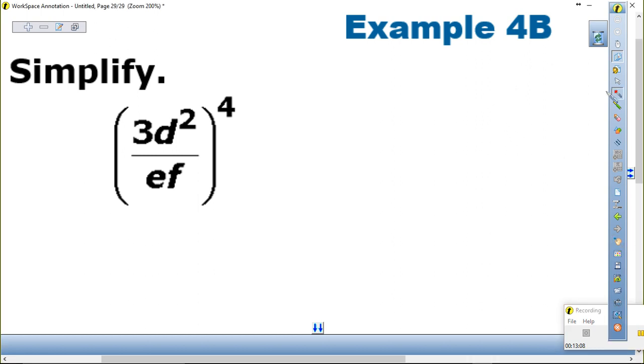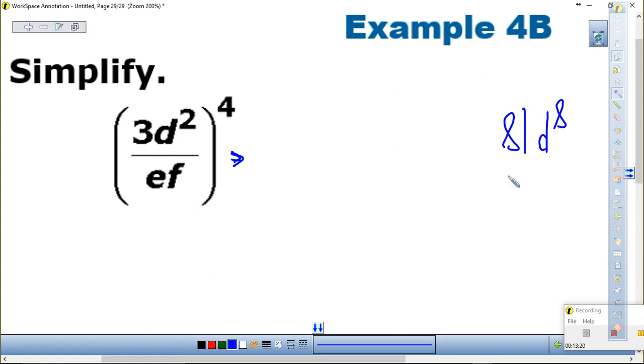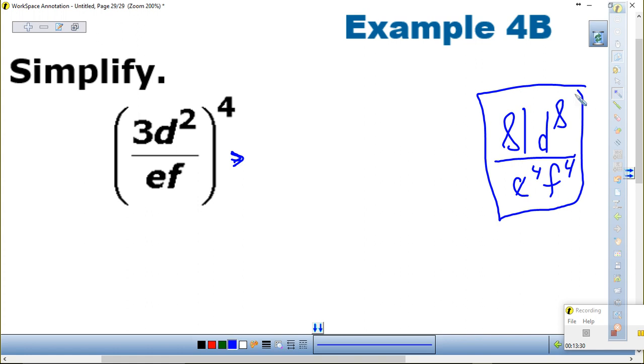Okay, let's see. What'd you get for this one, Christopher? For the numerators, I got 81 and D8. And denominators, I got E4 and F4. E to the 4th, F to the 4th. Hands if you got that. That is correct.